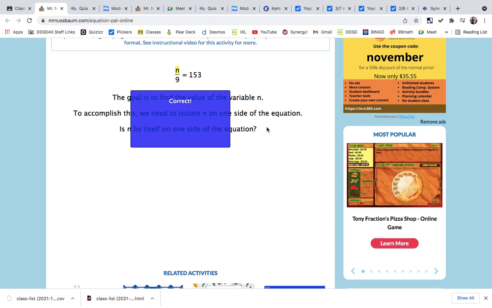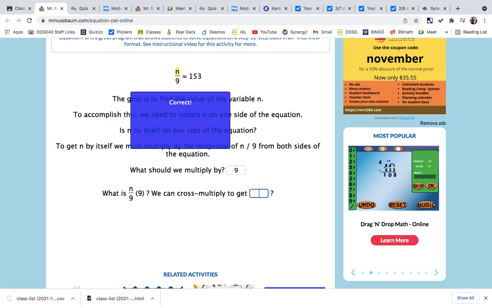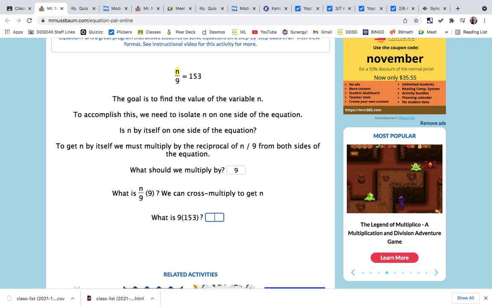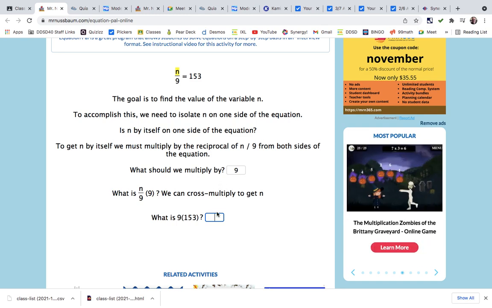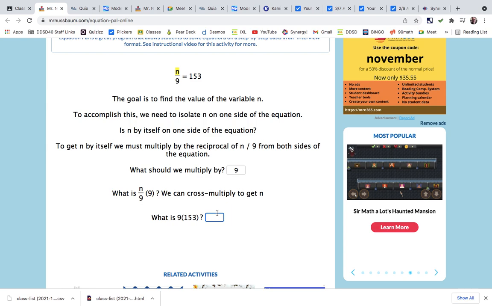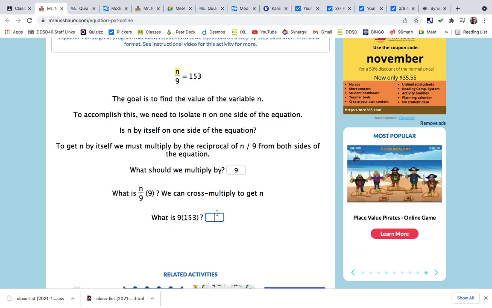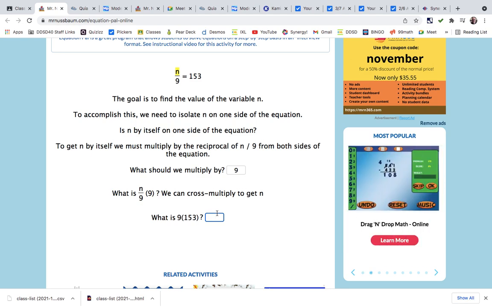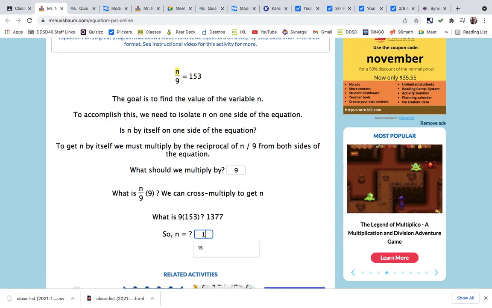So the answer is no, it's not isolated yet. And we're going to multiply by 9. And we get n. And when we multiply 9 times 153, we get, let's see, 900 plus 450 is 1350. 1350 and 27 is 1377. Let's see if I did that right. Correct. So 1377.